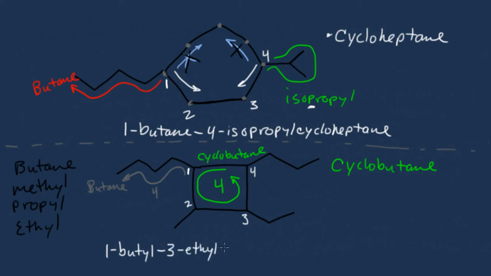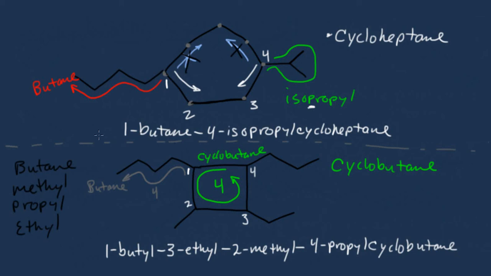So, in naming this, we have our 1-butyl, 3-ethyl, then our 2-methyl, our 4-propyl, and then our parent chain is simply cyclobutane. It's a mouthful, but this is the correct answer and how you name it according to the IUPAC rules.